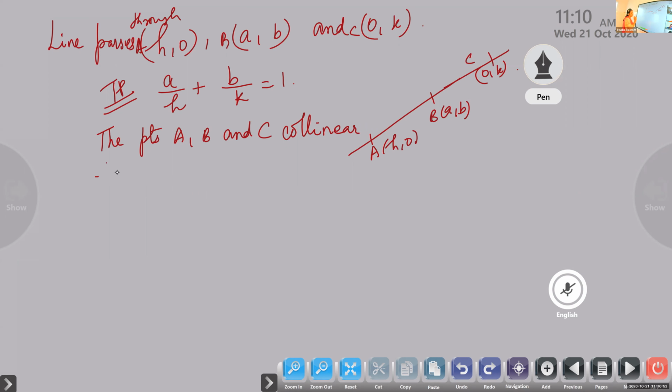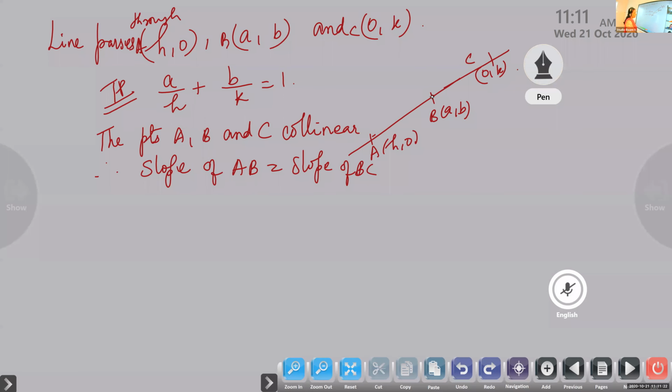Therefore, what we can say? What you have learned yesterday? These 3 points lie on the same line. Therefore, slopes are equal. Slope of AB will be same as slope of BC. Is it correct? These 3 points lie on the same line, therefore slope of AB will be same as slope of BC.